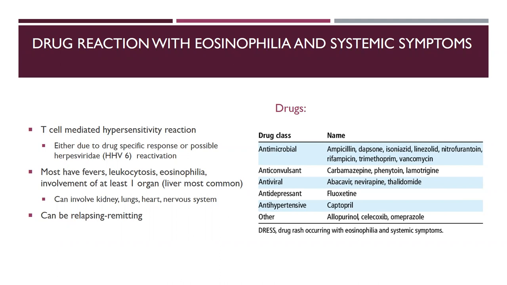It can be relapsing remitting, even if you remove the drug. So they may have a recurrence of it a couple months later, even without reintroduction. A lot of the drugs that cause DRESS are somewhat similar to the ones that can cause SJS. A lot of the antibiotics, things like linezolid, Bactrim, vanco, a lot of the anti-seizure medications, phenytoin is guilty of causing lots of different drug reactions. Antidepressants like fluoxetine, which a lot of people are on, and then allopurinol, which you saw was kind of common among both, as well as Prilosec.